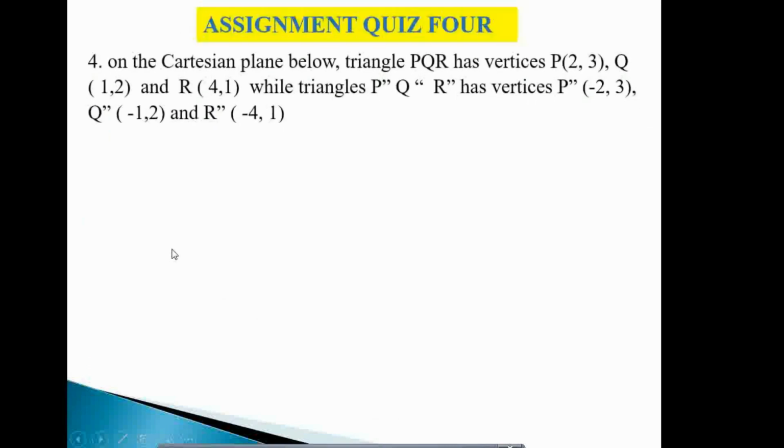Now the assignment is there. You can put it down, and it reads: on the Cartesian plane below, triangle PQR has vertices P(2, 3), Q(1, 2), and R(4, 1), while triangle P double prime, Q double prime, and R double prime has vertices P double prime (-2, 3), Q double prime (-1, 2), and R double prime (-4, 1).